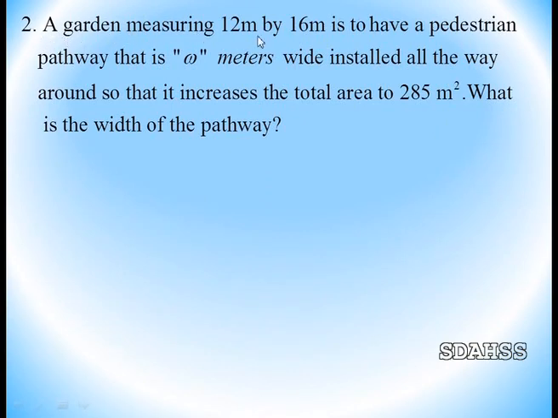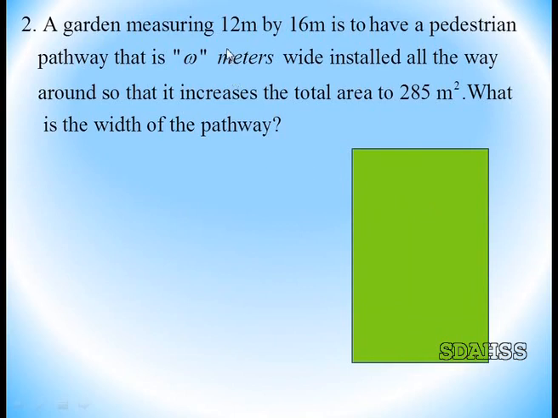Second sum. A garden measuring 12 meter by 16 meter is to have a pedestrian pathway that is W meters wide installed all the way around so that it increases the total area to 285 meter square. What is the width of the pathway? Consider the garden.